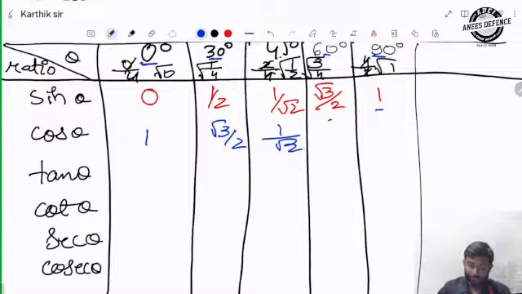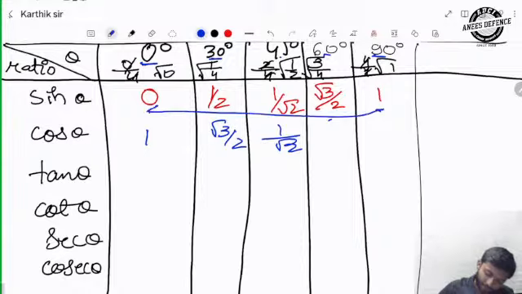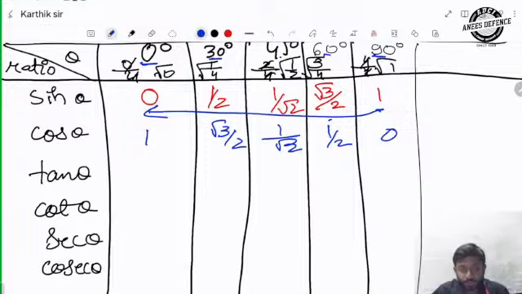Keep writing the values from 90 degrees, here, like this. Okay? Root 2, 1 by 2, 0. Any doubt? Even if there is any doubt, you can easily ask. Okay? So this is done.